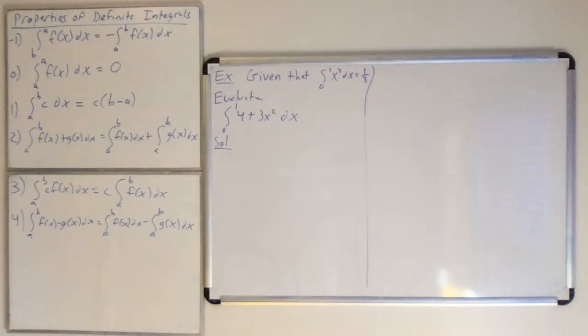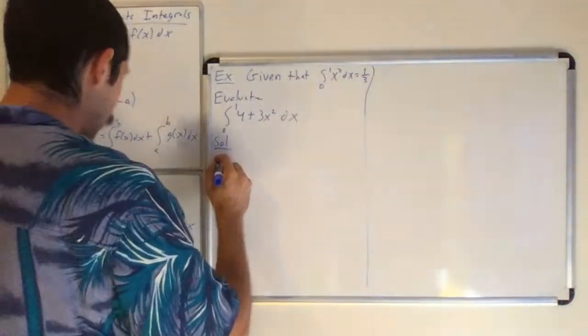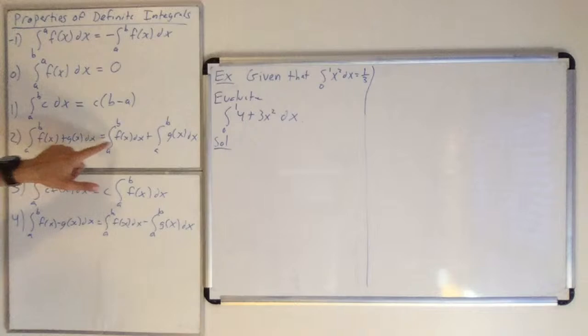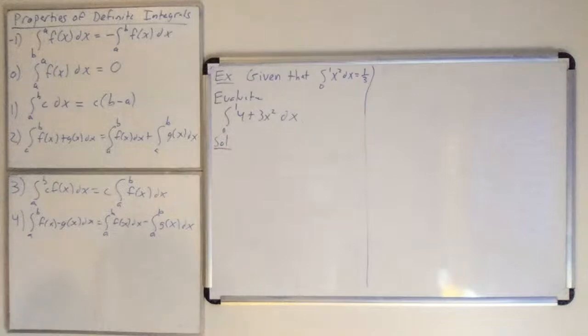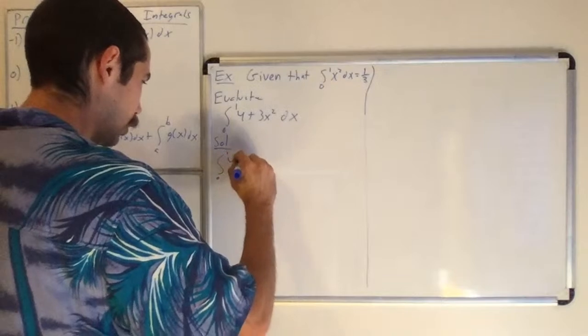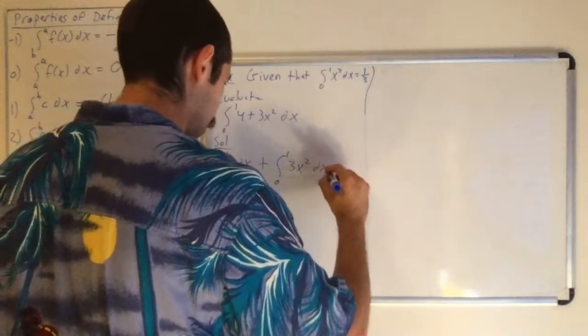All right, so chat's a little bit quiet today. Maybe you guys aren't sure how to get started, and that's fine. Hopefully when I work this out, you'll see it's really not that bad what we're doing. But we want to evaluate this. We could break this apart into two separate integrals using property 2, right? It says the integral of a sum is equal to the sum of the integrals. So instead of having the integral from 0 to 1 of 4 plus 3x squared dx, we could have the integral from 0 to 1 of 4 dx plus the integral from 0 to 1 of 3x squared dx.